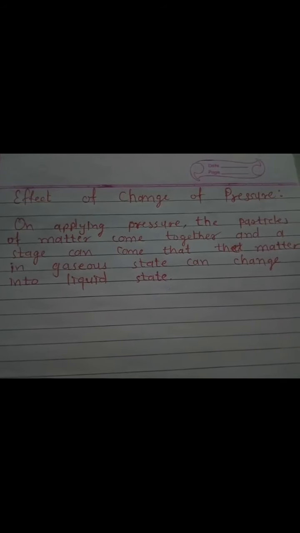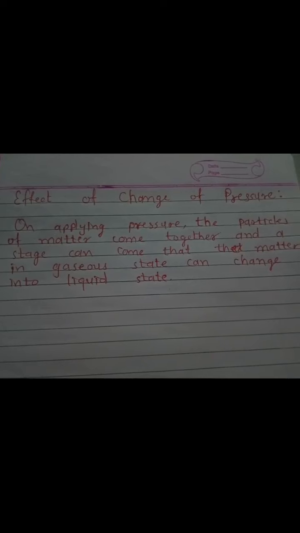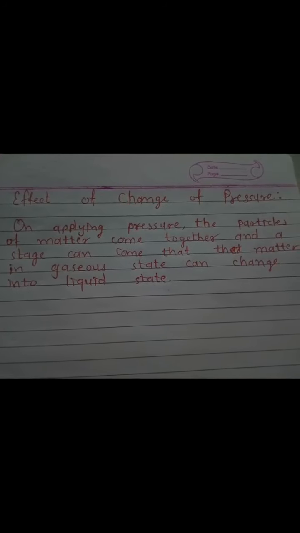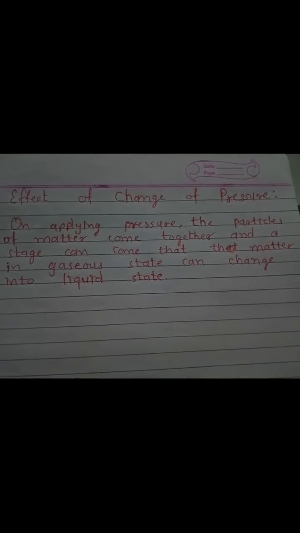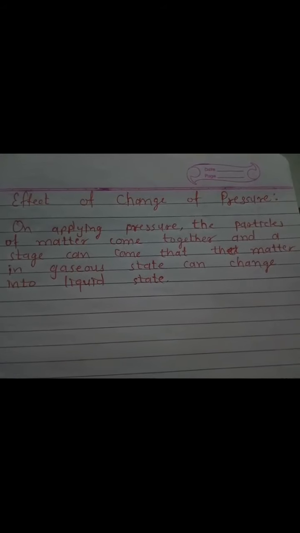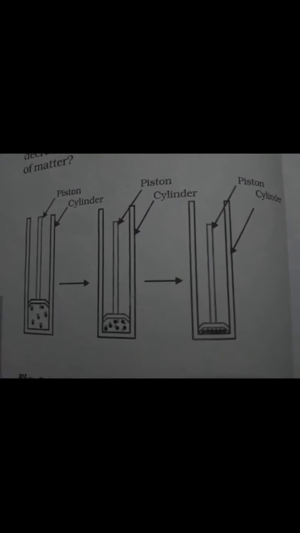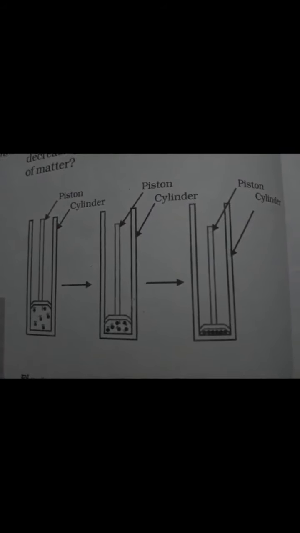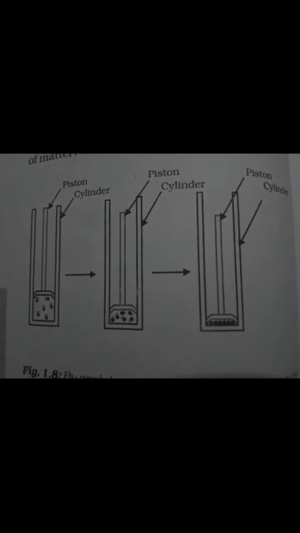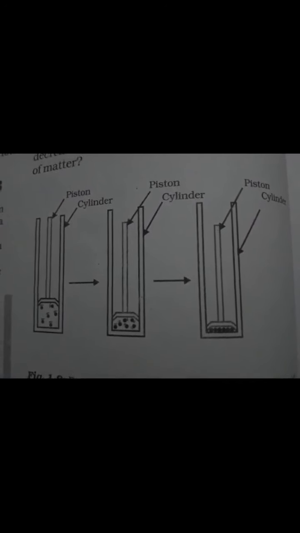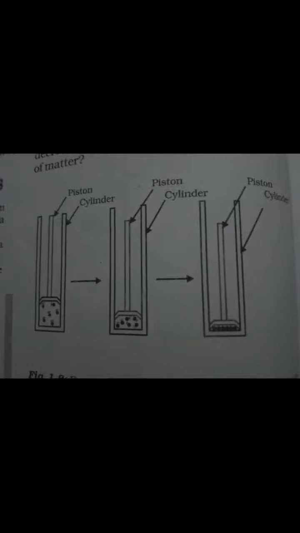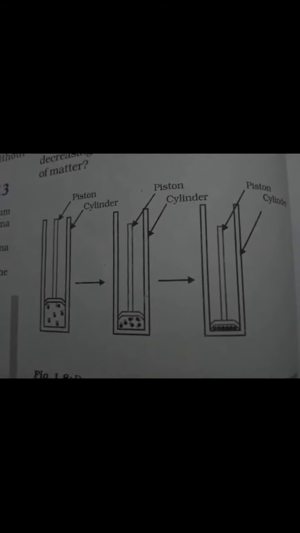On applying pressure, the particles of matter come together and a stage can come that the matter in gaseous state can change into liquid state. In the previous video, we had learned about the effect of temperature on the matter. The increase in temperature can change the state of matter. Now we are going to see the effect of pressure.